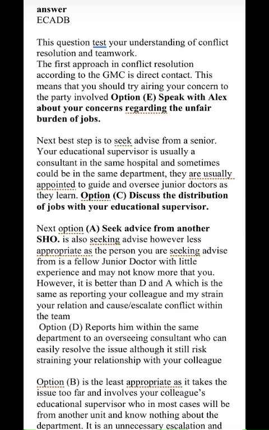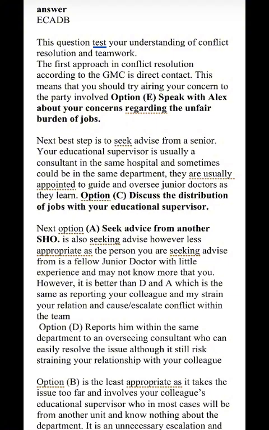The last and least favorite option is option B. It takes the issue too far as it involves your colleague's educational supervisor, who in most cases will be from another unit and knows nothing about the department. It is an unnecessary escalation and also a waste of time as it is unlikely to help resolve an issue in your unit. So again, this falls under the jurisdiction of reporting your colleague.